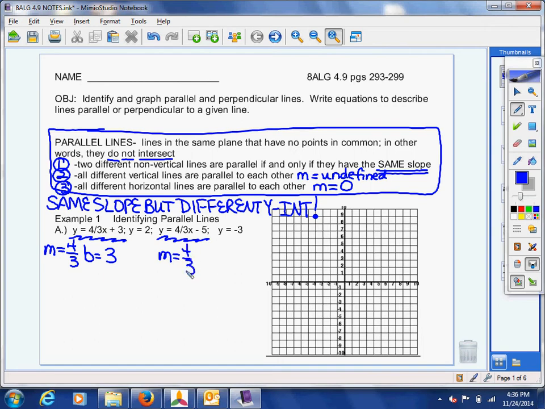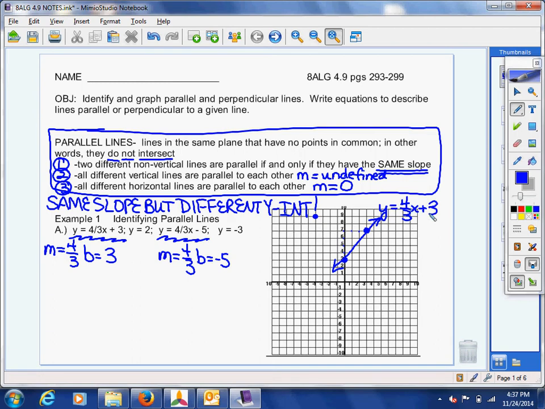And notice that they follow what I just said. They have the same slope. Both of them have slopes of 4/3, but they have different y-intercepts. The first one crosses at +3, and the second one crosses at -5. And so I'm going to start with the +3. I'm going to find +3 on the y-axis, and then I'm going to go up 4, and then right 3. And I'm going to mark it, and there's my first line right there. So y equals 4/3 x plus 3.